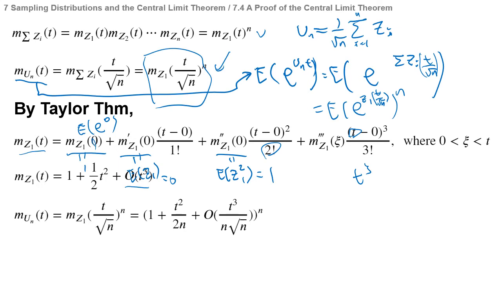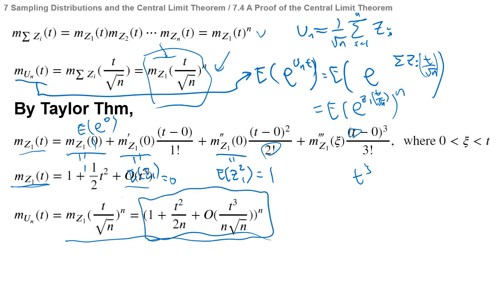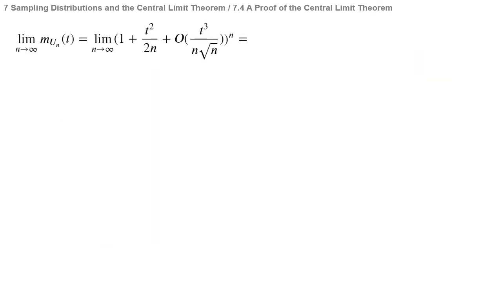And if you put this m_z1(t) inside of here, you get this. So m_un(t) is m_z1(t over square root of n) to the nth power, and if we put this m_z1(t) here, we get this. And so now we need to get the limiting distribution of this term.